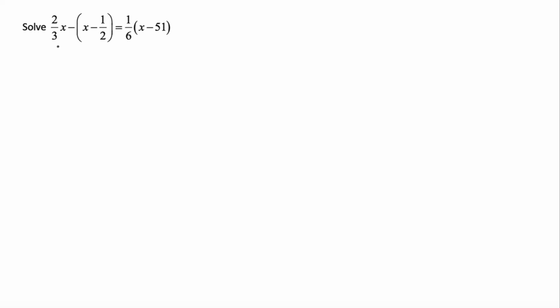Here we want to solve this equation. It's 2 over 3 x minus, in parentheses, x minus 1/2 equals 1 over 6 times, in parentheses, x minus 51. Right, so we know that we want to use the steps that we've learned in order to solve this equation, but we do see fractions, right?